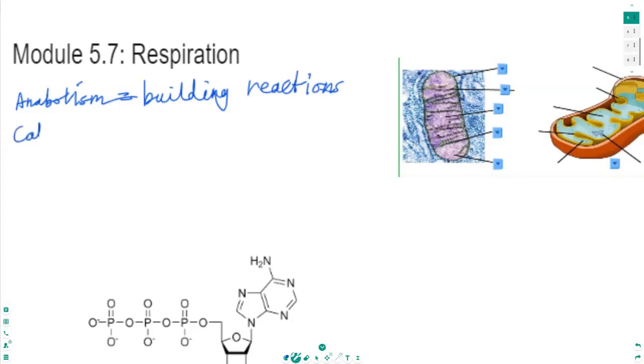And catabolism, which are known as breakdown reactions.